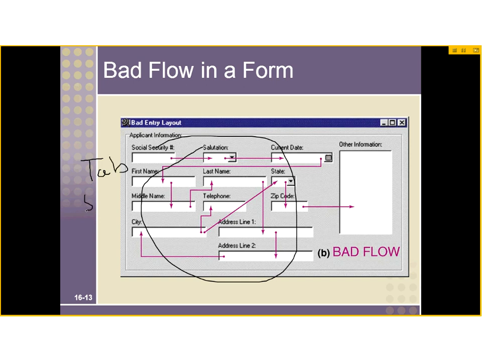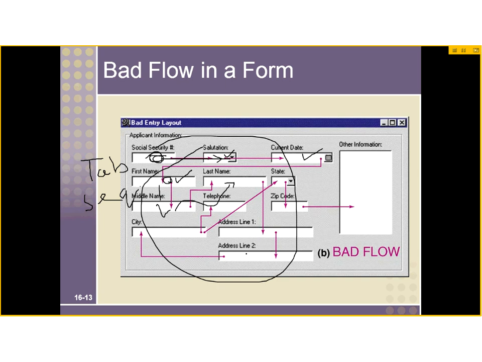So here is an example of a good flow in a form. You can see it has a very smooth flow. From Social Security, then we have salutation, Mr., Miss, Doctor, whatever. Then we have current date. We have first name, middle name, last name, address line 1, telephone, address line 2, and so on and so forth. But here you can see the entire sequence is messed up.